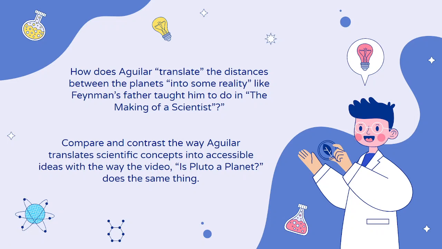So, how are those two things similar? How are Feynman's father comparing the dinosaur to the house and Aguilar comparing the planets to school buses and football fields similar? Well, it's because both people took something unknown and compared it to something that people knew well.